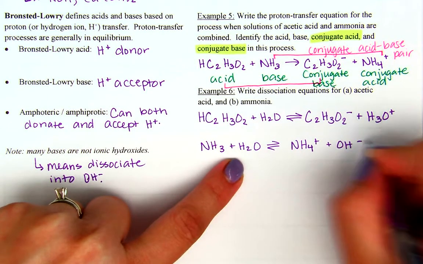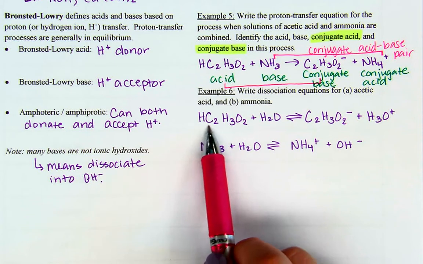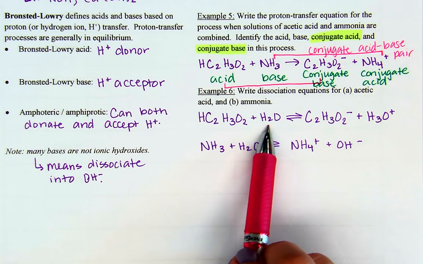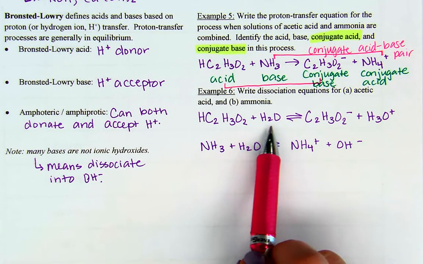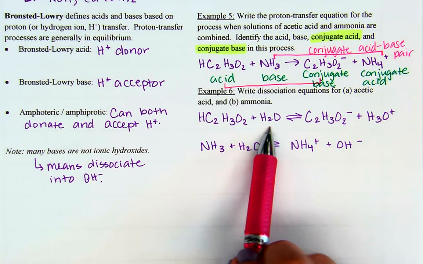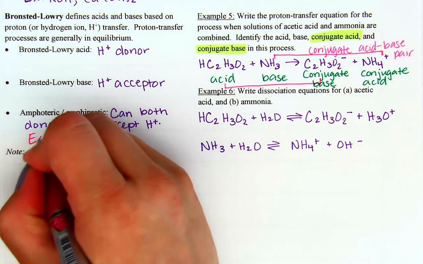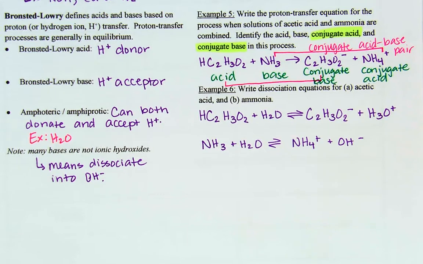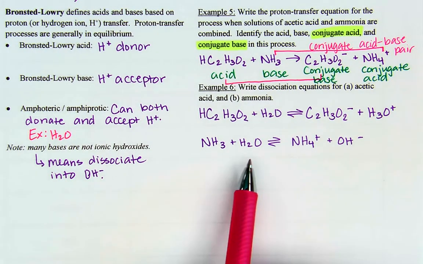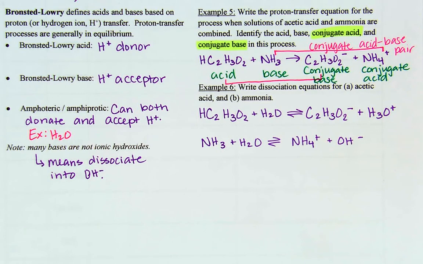plus OH minus. So interestingly, in this first reaction, we had water acting as a base, and in the second reaction, we had water acting as an acid. So giving up its proton here, accepting its proton here. And that's what we mean by amphiprotic or amphoteric. So for example, H2O is a classic example of something that's amphiprotic or amphoteric. It means it can either accept or donate a hydrogen ion.